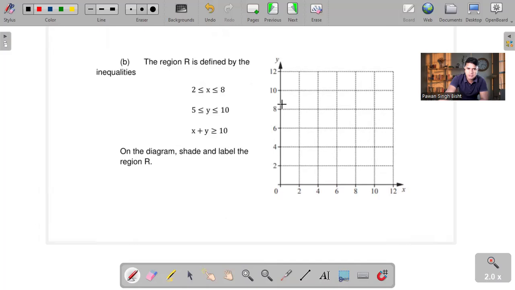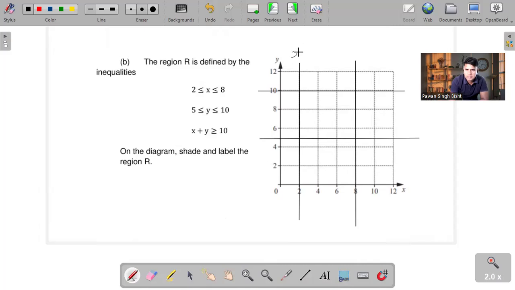The region R is defined by the inequalities x greater than or equal to 2 but smaller than 8. So greater than or equal to 2 means the line is passing through x equals 2 and x equals 8. This is x equals 2 and this is x equals 8. Then y greater than or equal to 5 but less than 10. So this is y equals 10 and this is y equals 5.